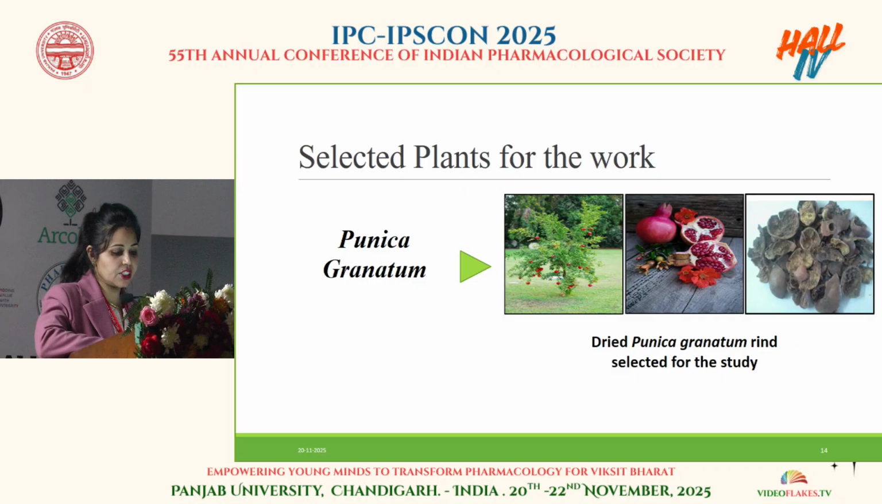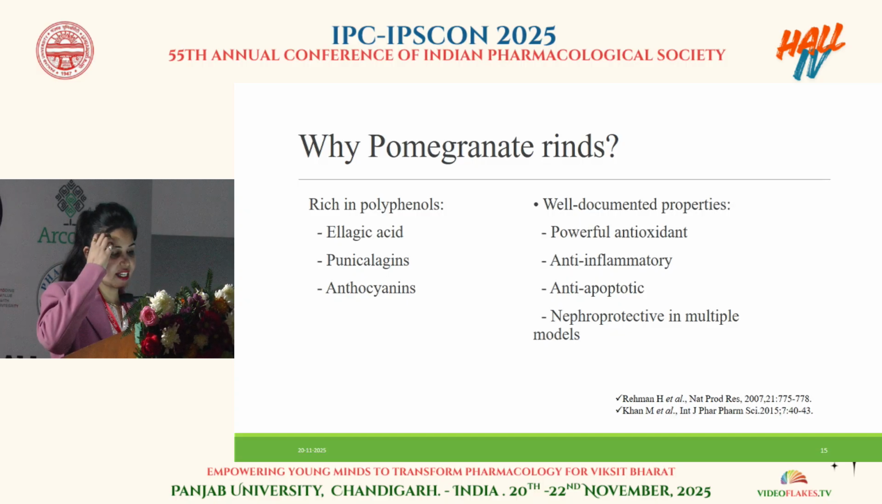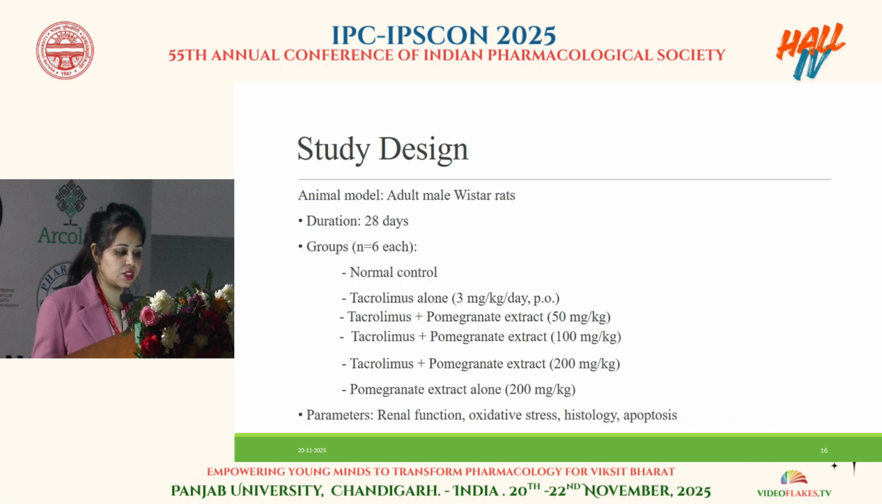And for this study, we have used the dried pomegranate rind extract, because the rind extract is rich in ellagic acid, punicalagin, and anthocyanin, and these have powerful antioxidant, anti-inflammatory, and anti-apoptotic effects in multiple models. They have documented this, and rinds have more quantity of these polyphenols. So we have selected this extract.